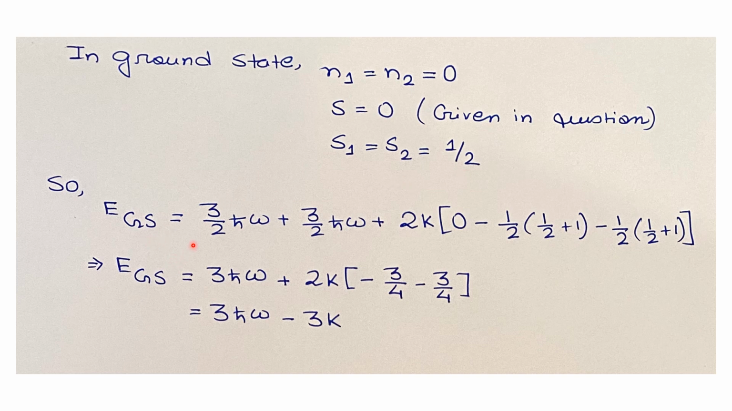So we'll get 3 by 2 times h cut omega plus 3 by 2 times h cut omega plus 2k times 0, because total spin is 0 at the ground state, and for S1 equals to half and S2 equals to half, we will get minus half times half plus 1 minus half times half plus 1. So from this we will get the ground state energy eigenvalue, that will be 3 h cut omega minus 3k.